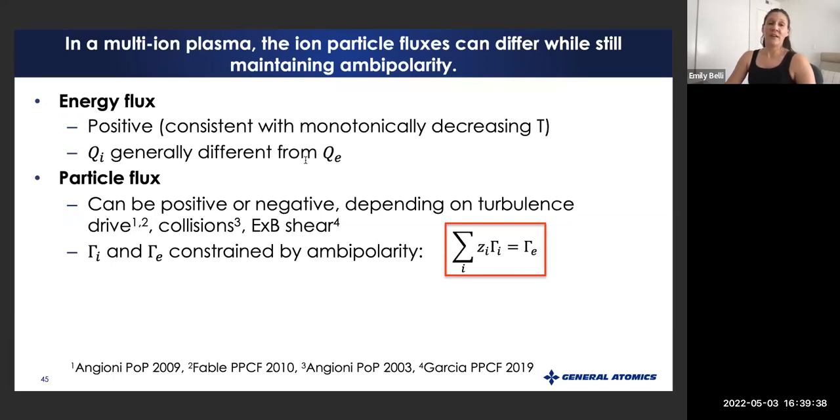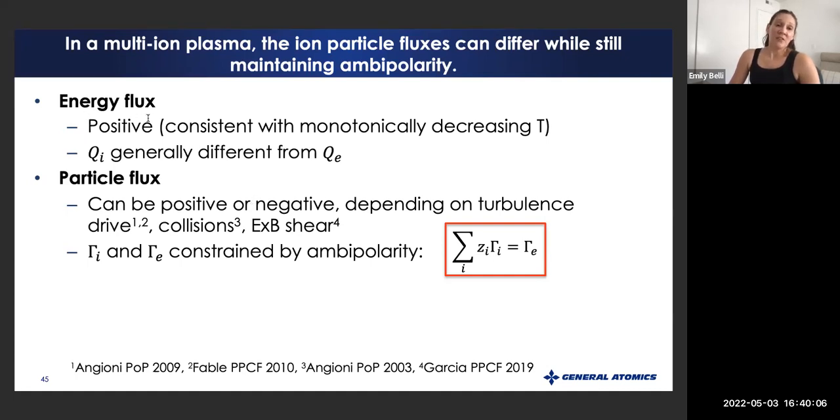So while the turbulent radial energy flux in a tokamak is generally positive or outward directed from the core to the wall, consistent with monotonically decreasing temperature profiles, the turbulent radial particle flux can be positive or negative, depending on influences such as turbulence drive, like ITG versus TEM, collisions, which can enhance the inward particle pinch, and E-cross-B shear, which can decrease the particle pinch.